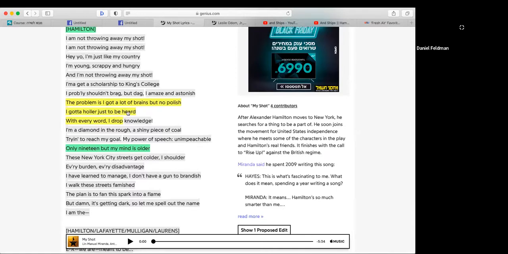Heard, word, that's another version of internal rhyme. I drop knowledge. Holler, drop, there's a lot of that going on, the I got a lot of brains, no polish. Holler, drop, knowledge. And he's rhyming, what does knowledge here rhyme with? I got to holler just to be heard. With every word, I drop knowledge.